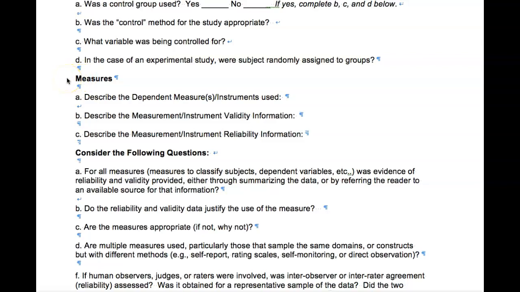Then for measures, how did they measure the dependent variables? So for example, if my dependent variable was job satisfaction, say they use an instrument like the Job Descriptive Index. Okay, so I would write that down. They use the Job Descriptive Index to measure job satisfaction. And then I would describe the validity and reliability of the Job Descriptive Index.